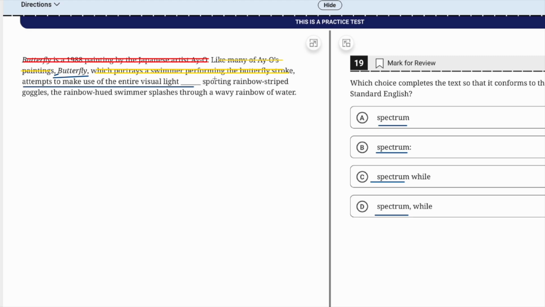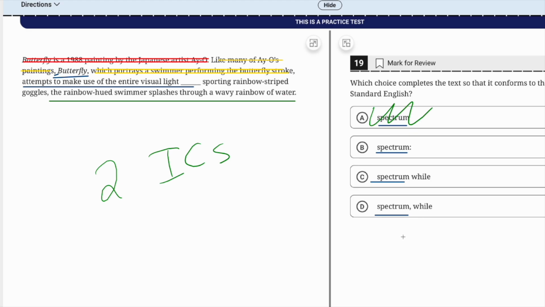And then sporting rainbow-striped goggles, the rainbow-hued swimmer splashes through a wavy rainbow of water. So we have two independent clauses. So we definitely need some punctuation. Now, you might say, what about C and D?